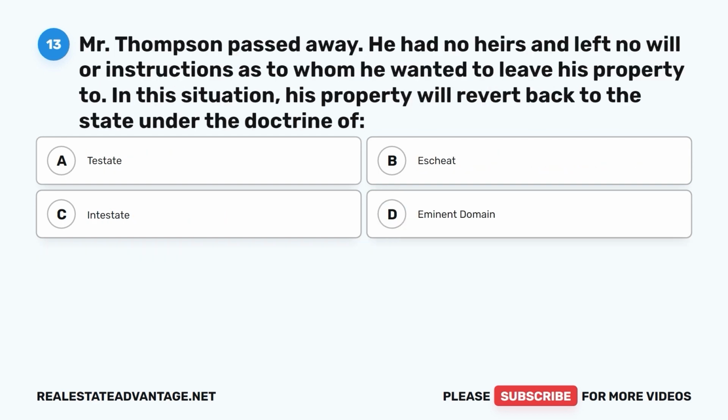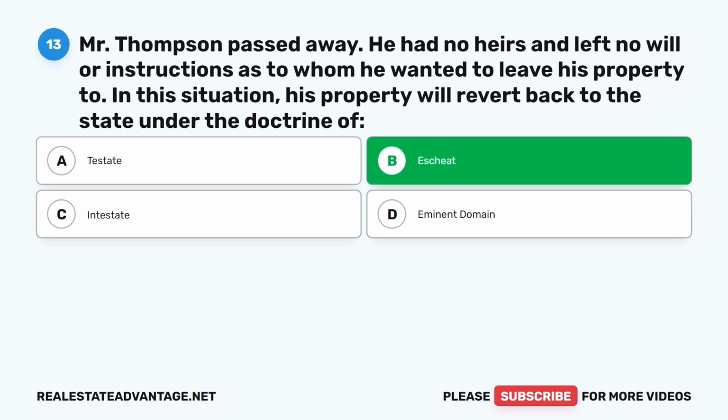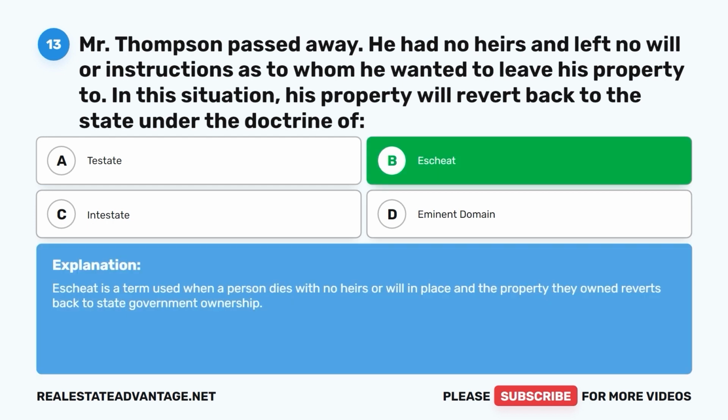Question 13. Mr. Thompson passed away. He had no heirs and left no will or instructions as to whom he wanted to leave his property to. In this situation, his property will revert back to the state under the doctrine of: A. Testate, B. Escheat, C. Intestate, D. Eminent domain. The correct answer is B. Escheat. Escheat is a term used when a person dies with no heirs or will in place and the property they own reverts back to state government ownership.